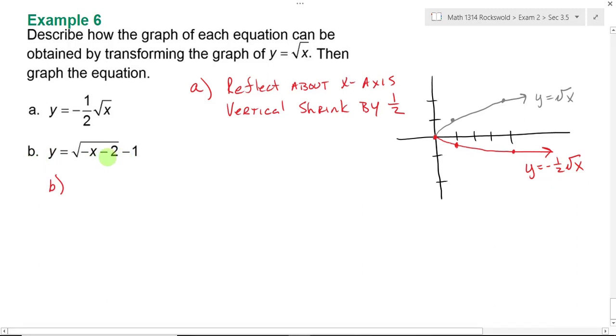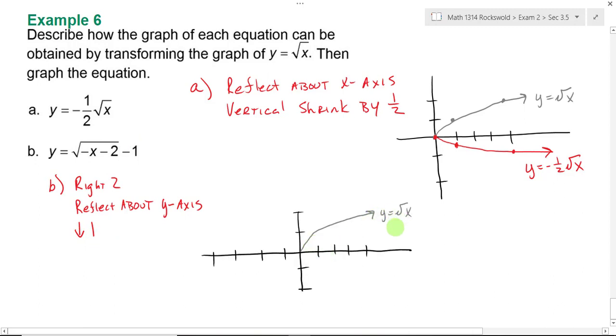Alright, look at the transformations on part B. What does this minus 2 inside do? Shifts to the right 2. What does that minus x do? It's inside the parent function, so it reflects not across the x-axis, but across the y-axis. And then that minus 1 moves it down 1. So here's the graph of the parent function, and now I'm going to shift every point to the right 2 and then reflect it about the y-axis and go down 1.